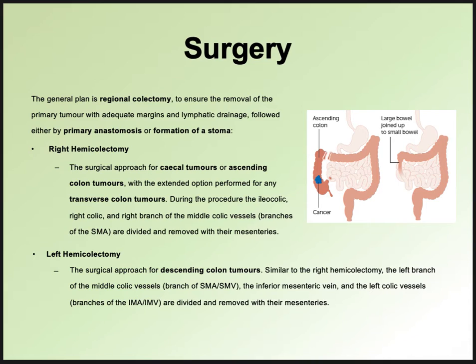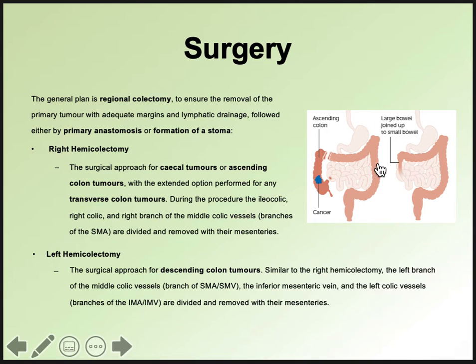Now, the general plan is a regional colectomy. So this is the removal of a primary tumor with, as I said, adequate margins and lymphatic drainage, followed either by primary anastomosis or formation of a stoma. In terms of the anastomosis, it will be an end-to-end anastomosis. So you chop out the bit of bowel that has the lesion or the tumor, and you sew the remaining bits together. Now, depending on whether it happens on the right side of the bowel or the left side, it's called either a right hemicolectomy or a left hemicolectomy.